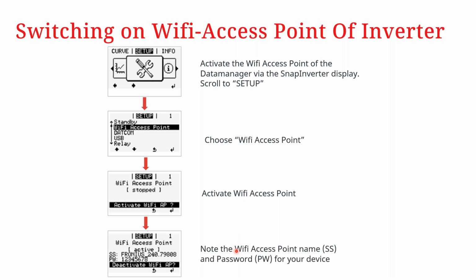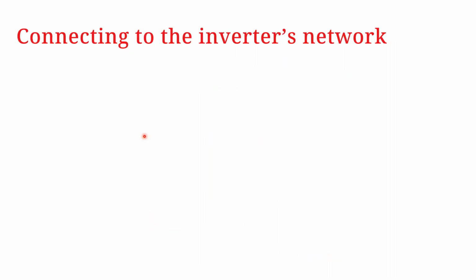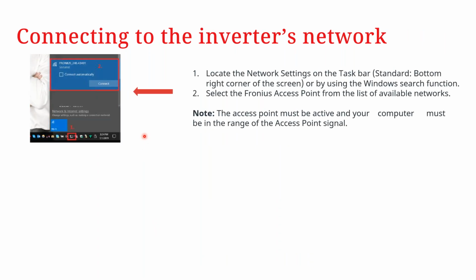Then please note the Wi-Fi access point name, as you can see in this case, and the password for your device. Once these are noted, you would now go ahead to connect to the inverter's network. To connect to the inverter's network, please locate the network settings on the taskbar.